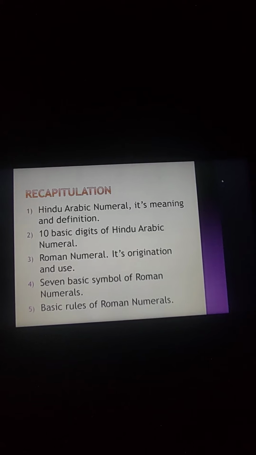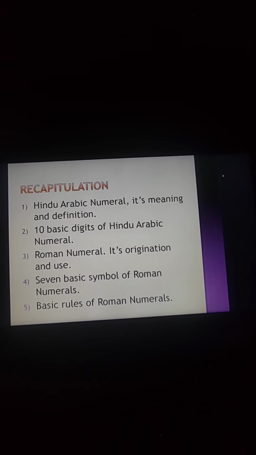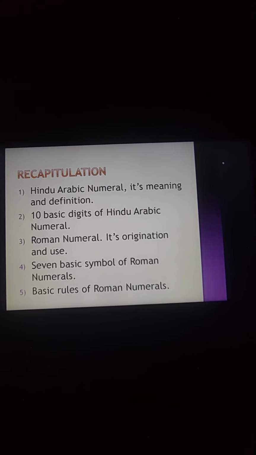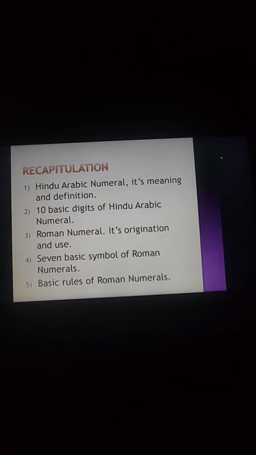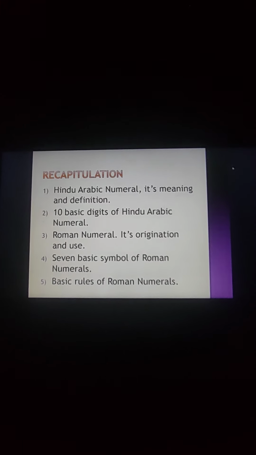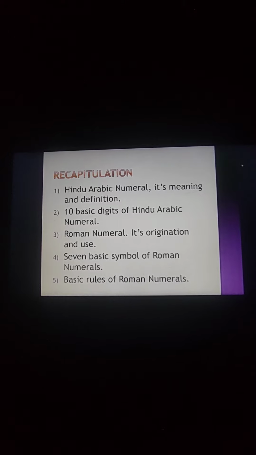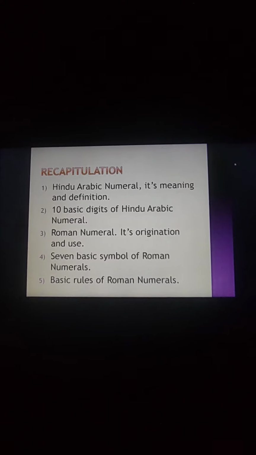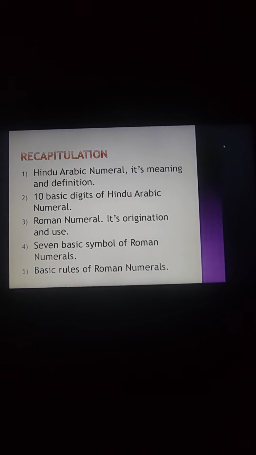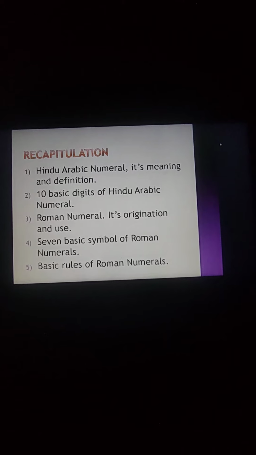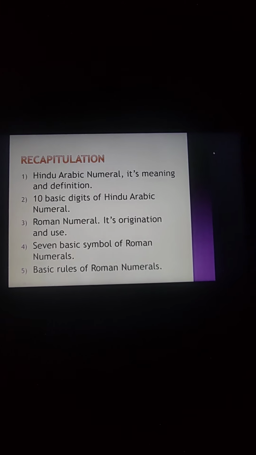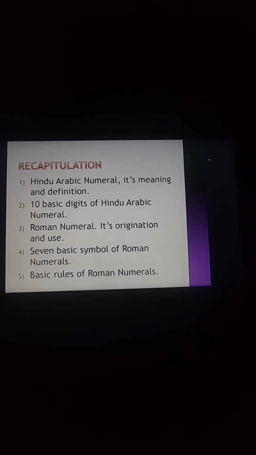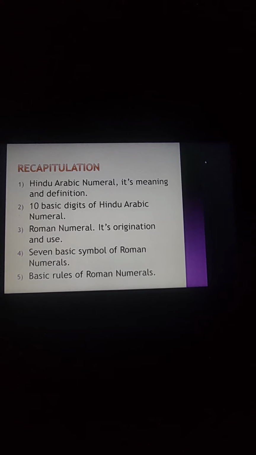You can see here the recapitulation is given on your screen, with the topics which we have already covered. The first topic is Hindu-Arabic numeral. The very first video we started with the Hindu-Arabic numeral. We have seen its meaning and definition. Okay. What else have we studied? Second point is the 10 basic digits of Hindu-Arabic numeral, that is, it starts from 0 till 9. Clear everyone?